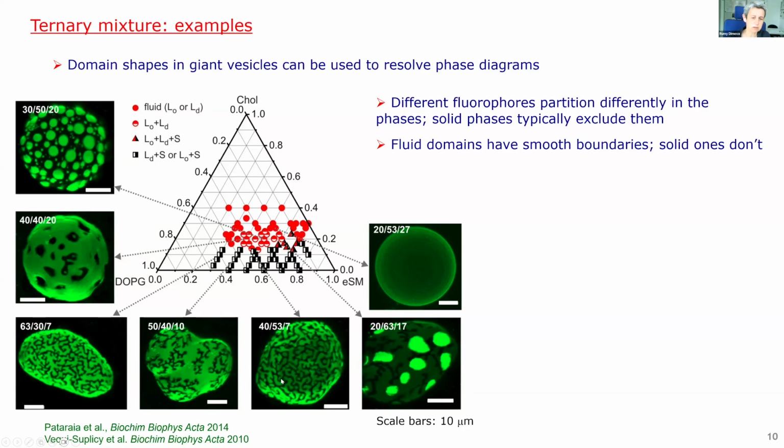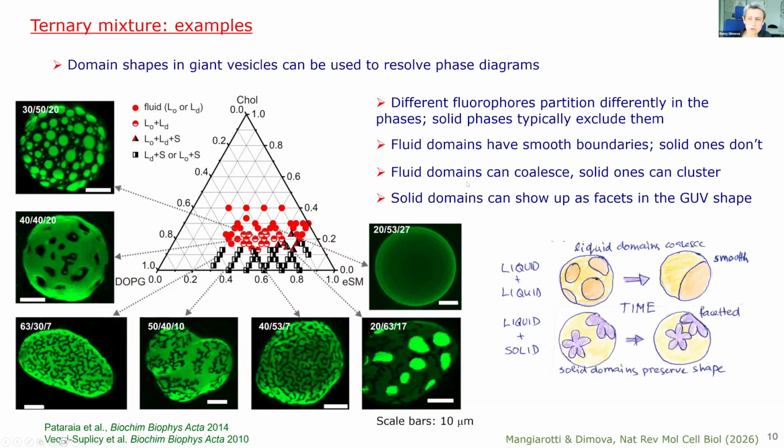Solid ones don't. Here are examples of solid domains. And you can resolve them by using fluorophores that partition differently in phases. Here, in this case, only one fluorophore was used. But you might be able to see that in this particular example, you have three types of domains. Maybe you distinguish the bright one, the less bright ones, and then there are very black ones, which are the solid ones. So solid phases typically exclude fluorophores.